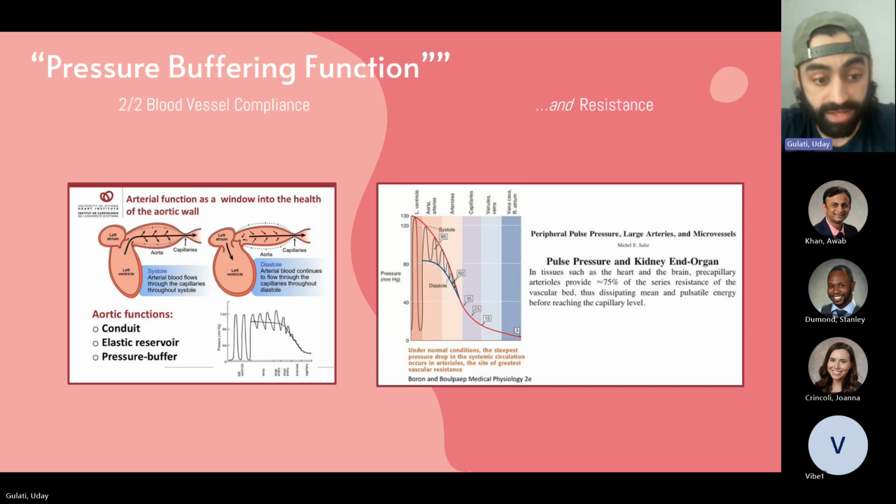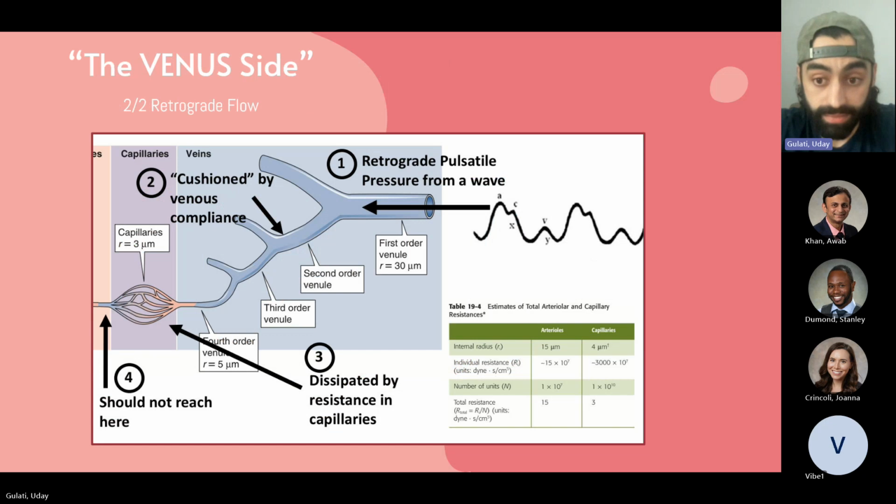What happens when you enter the veins? That pulsatility goes away, right? In the veins, the issue is not so much resistance. Arteries have little resistance, capillaries have high resistance. In veins, the issue here is compliance. Because of retrograde flow from the right atrium going into the venous system, that compliance should really cushion all that pulsatility.